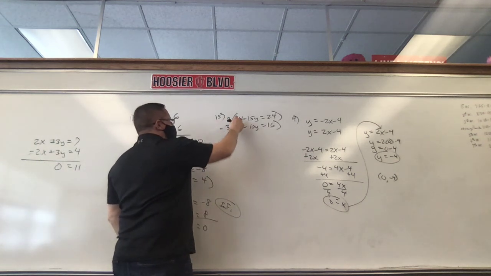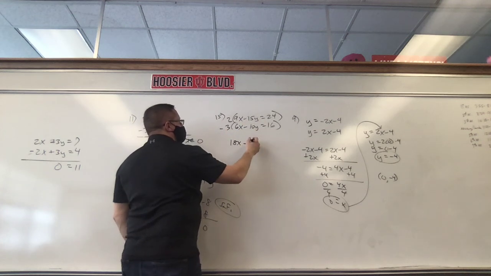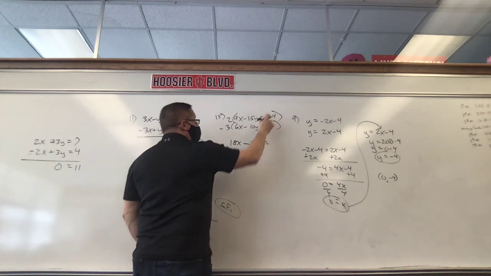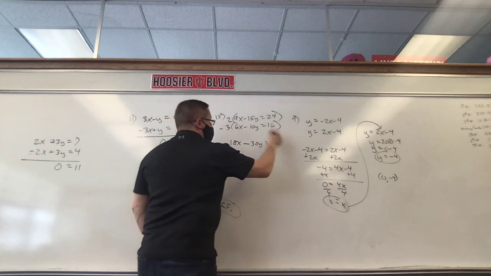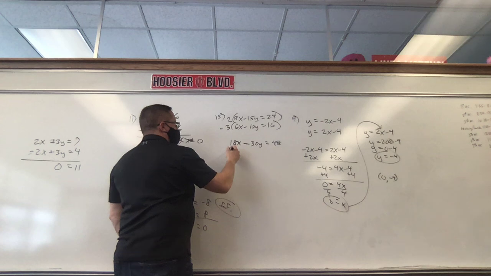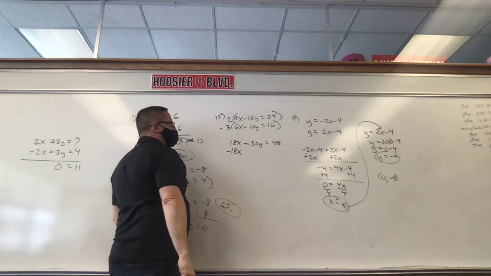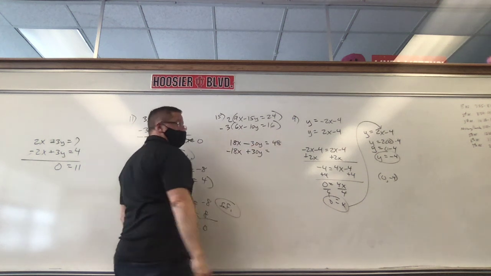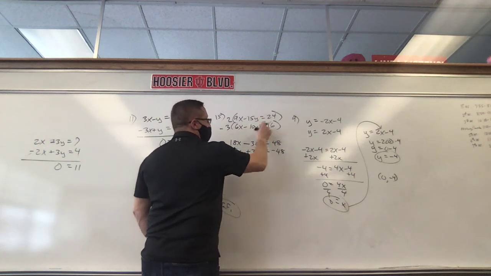So times by 2, we're going to get what? 18x minus 30y equals what? 48. Now times the bottom by negative 3. Negative 3 times 6 is negative 18. Negative 3 times negative 10 is positive 30. Negative 3 times negative 16? 48.